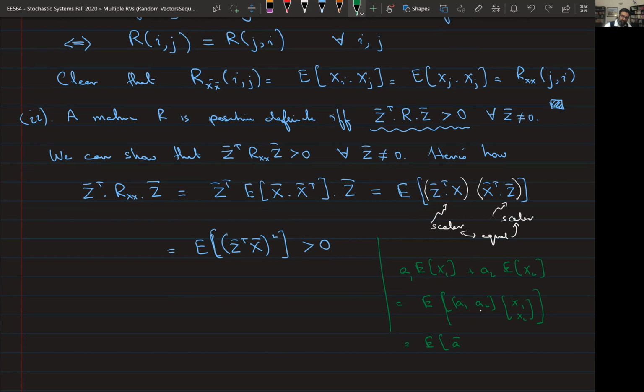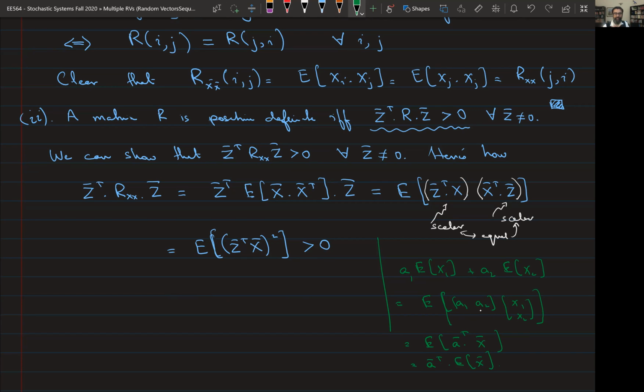The expected value of a times x. So I say a transpose times x, which is equal to a transpose times the expected value of x. Even if we do it this way, exactly this result will come. This is a toy example for you, and from here I can conclude that whatever dimensions they are, this is going to apply.